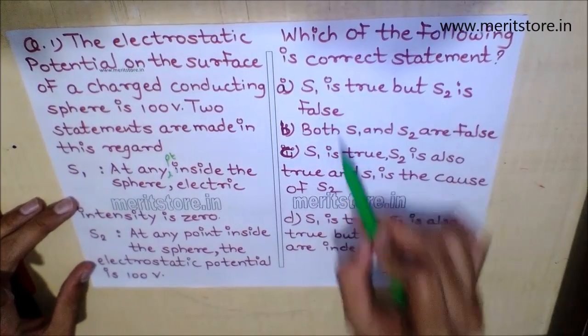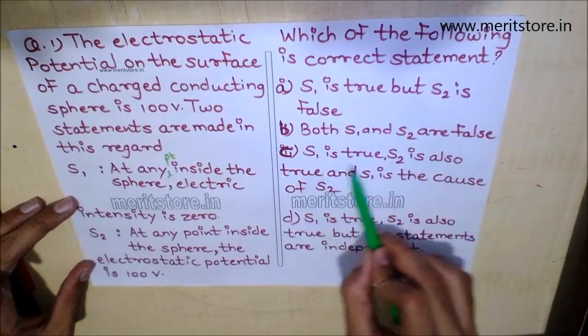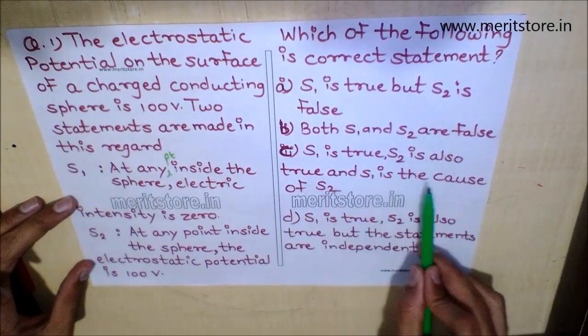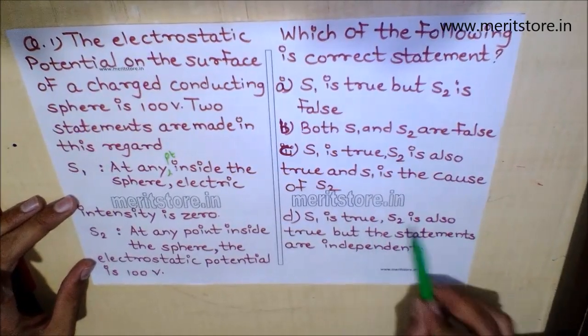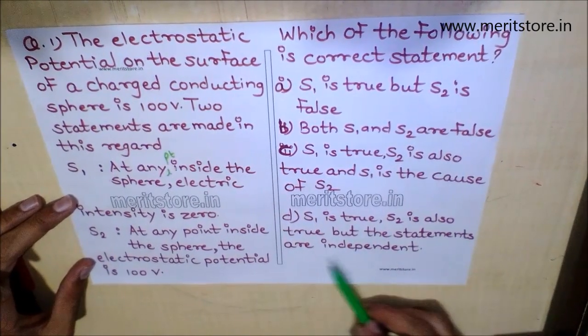S1 is true but S2 is false. Both S1 and S2 are false. S1 is true and S2 is also true, and S1 is the cause of S2. S1 is true and S2 is also true, but the statements are independent.